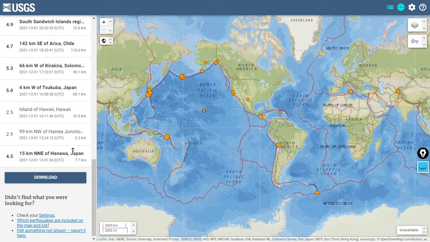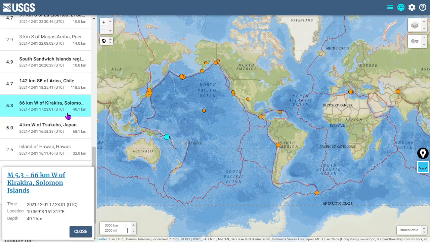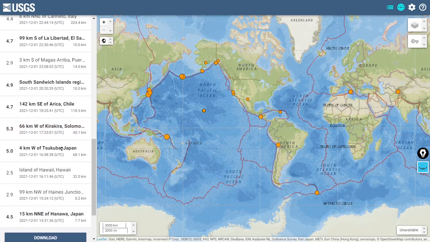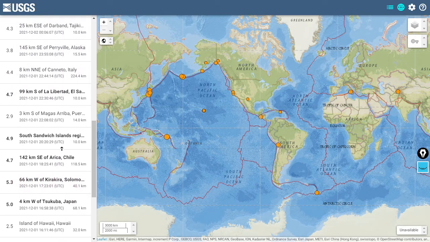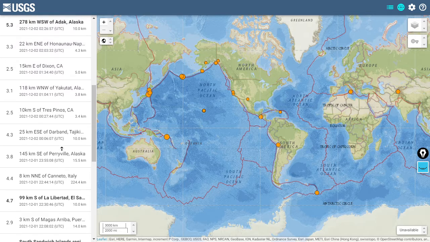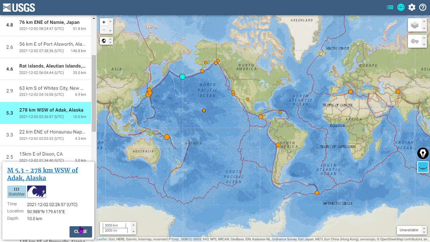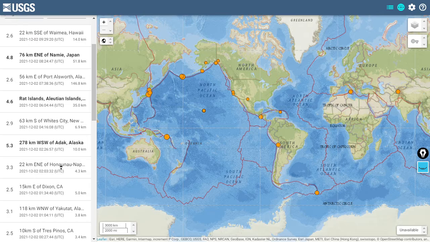Some earthquakes around Japan, though, in the 5 magnitude range there. Also a Solomon Islands quake in the 5 magnitude range. El Salvador saw a 5.7. That was at the surface, at estimated depth of 10 kilometers. A 5.3, one of the largest quakes of the past 24 hours, occurred in the Aleutian Islands there in the North Pacific.